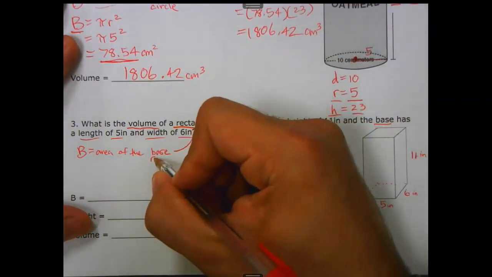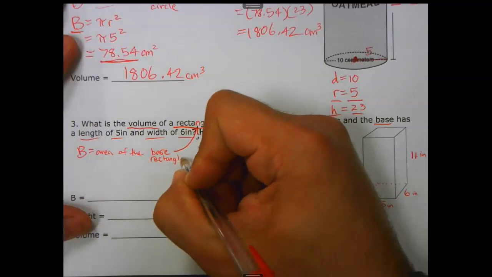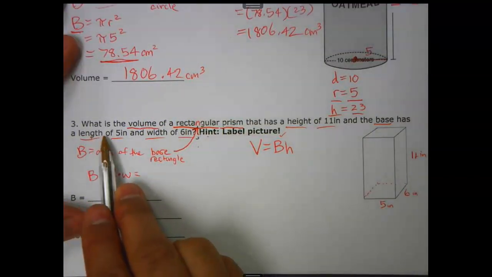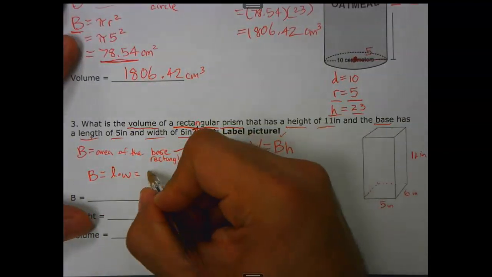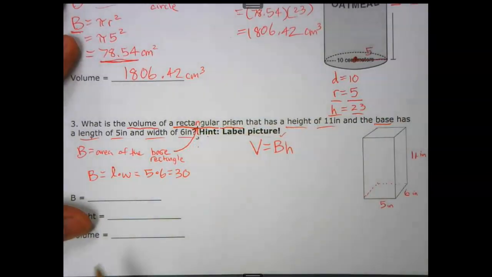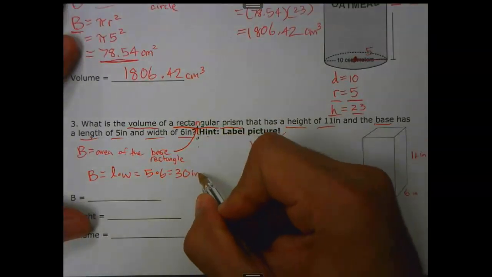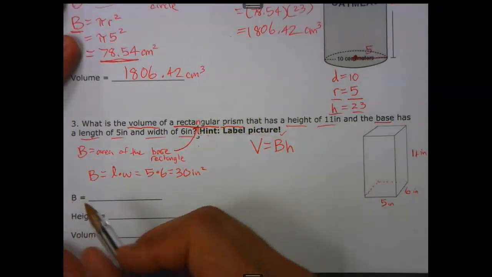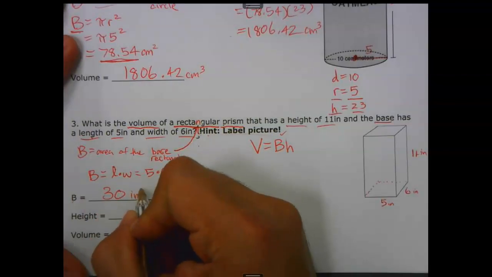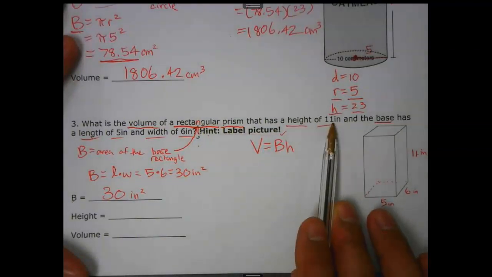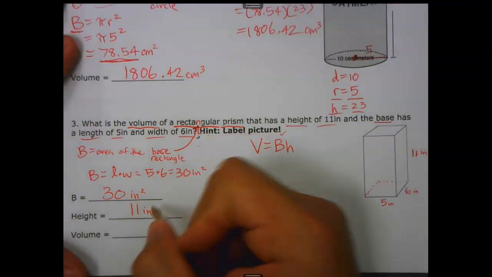Another way I can tell is that up here it says it's rectangular. So, area of a rectangle. So big B is length times width. It tells us length is 5, width is 6. 5 times 6 is 30. Okay, 30 inches squared because area is two-dimensional. So we figured out big B. We can write big B equals 30 inches squared. Now, the height, well, it tells us right here. The height is 11 inches.